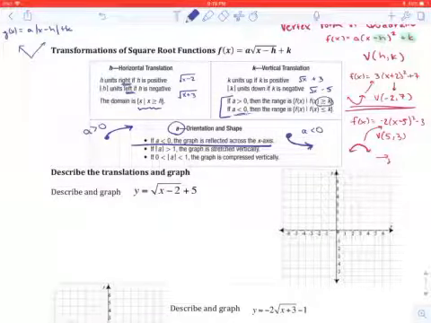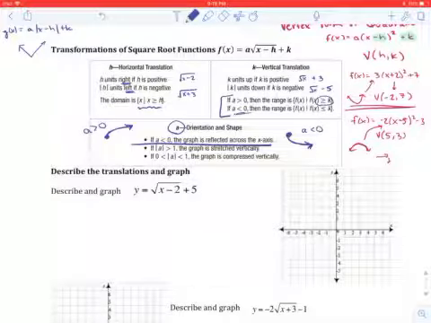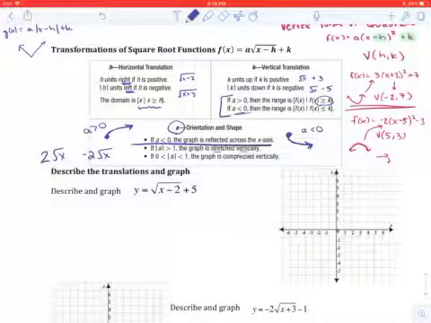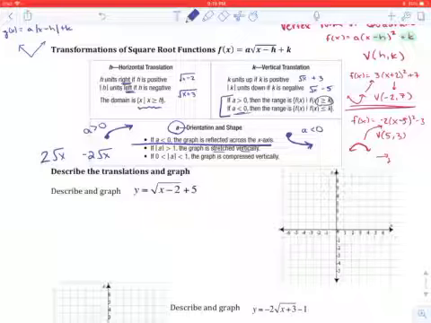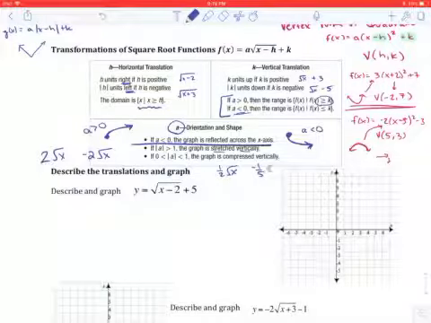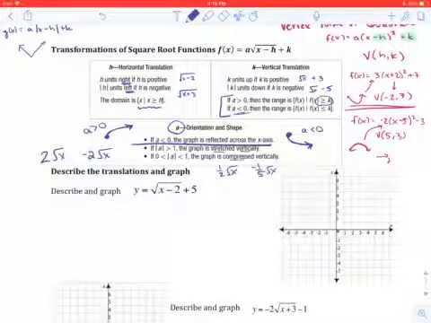The other things we talked about as well: if the absolute value of a is greater than 1, of course, if I have 2 square root of x, or negative 2 square root of x, similar thing, it's going to be stretched vertically. It's kind of going to look taller. Versus if a is a fraction, whether it's a 1/2, or a negative 1/5, whatever it may be, it's going to be what we call compressed vertically. It's kind of going to look squashed toward the x-axis.